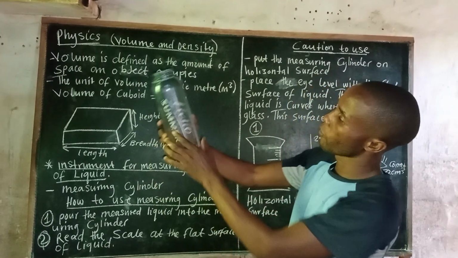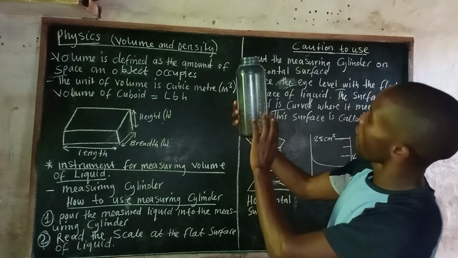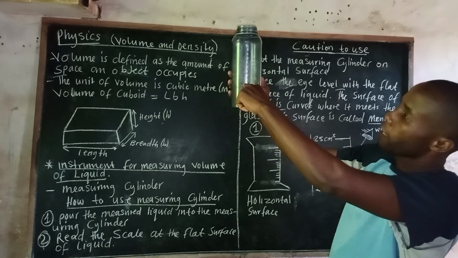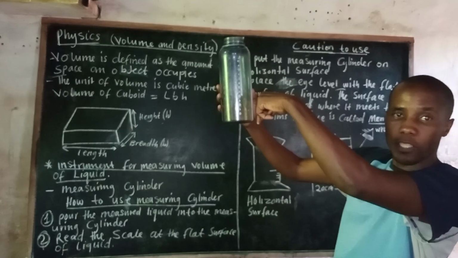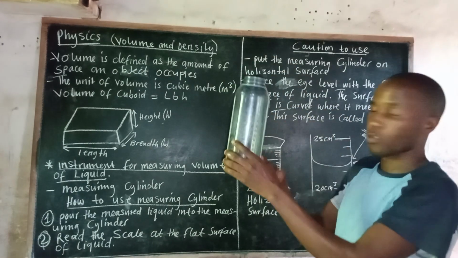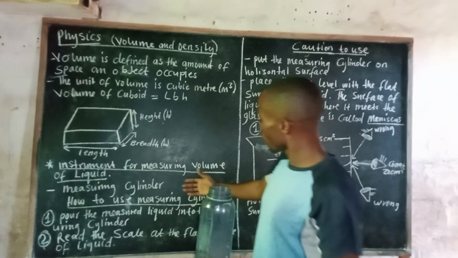Or the volume of the liquid. When you put water here, on this one we have the scales, yes, they are there. So when water reaches somewhere there, that will be the volume of that liquid which you have poured in this particular bottle. So that is how we measure the volume of liquid.